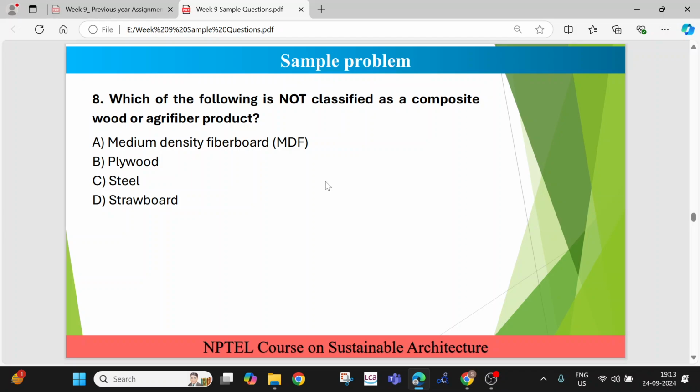Yes, sir. Okay. So here is the eighth question. Which of the following is not considered as a composite wood or agri fiber product?